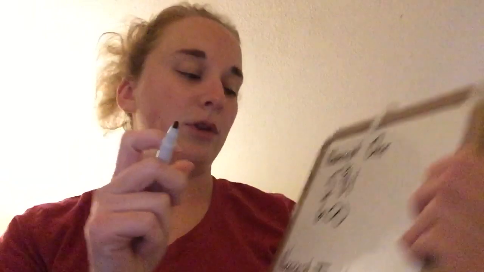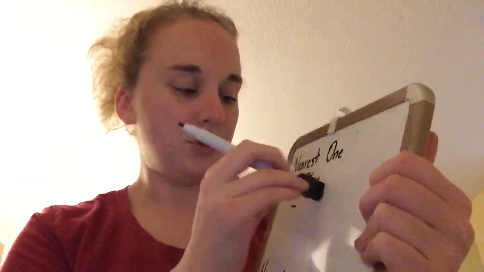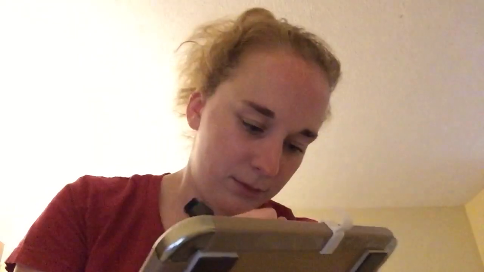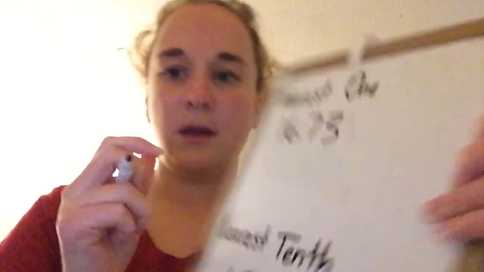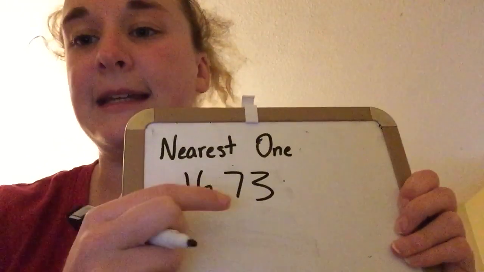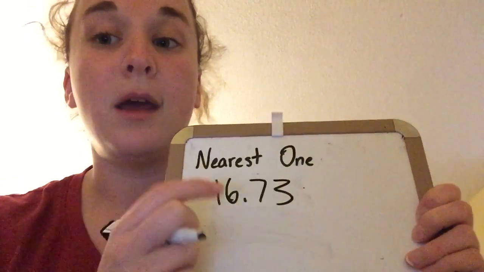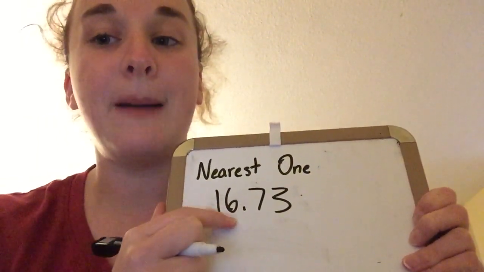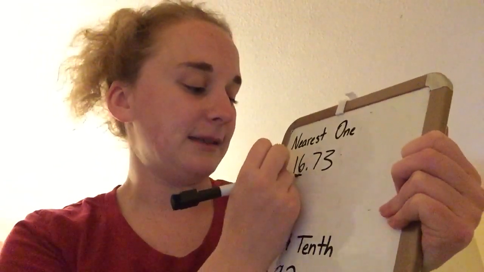I want to show you what that would look like if there were 2 digits here. So let's do... So I have 16 and 73/100ths. Once again, I'm rounding to the nearest 1. The 1 is the spot before the decimal. So I'm going to underline that 6.